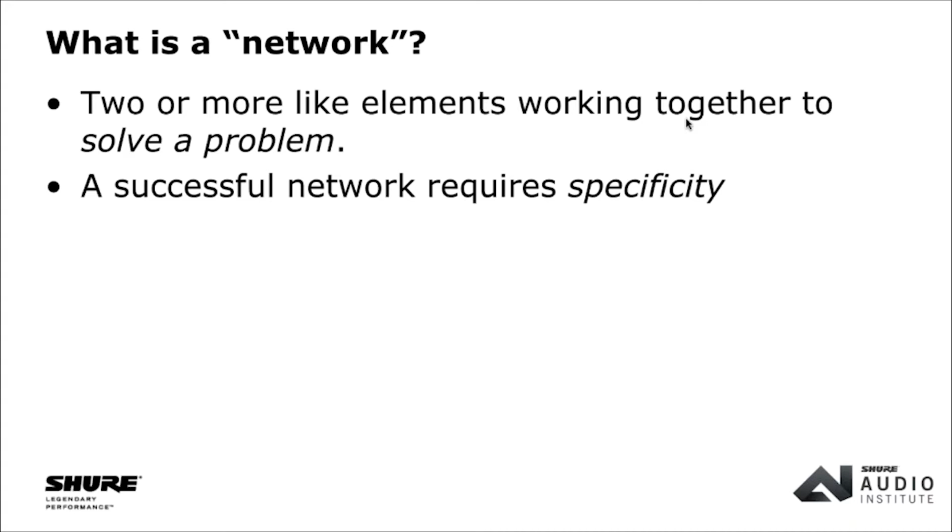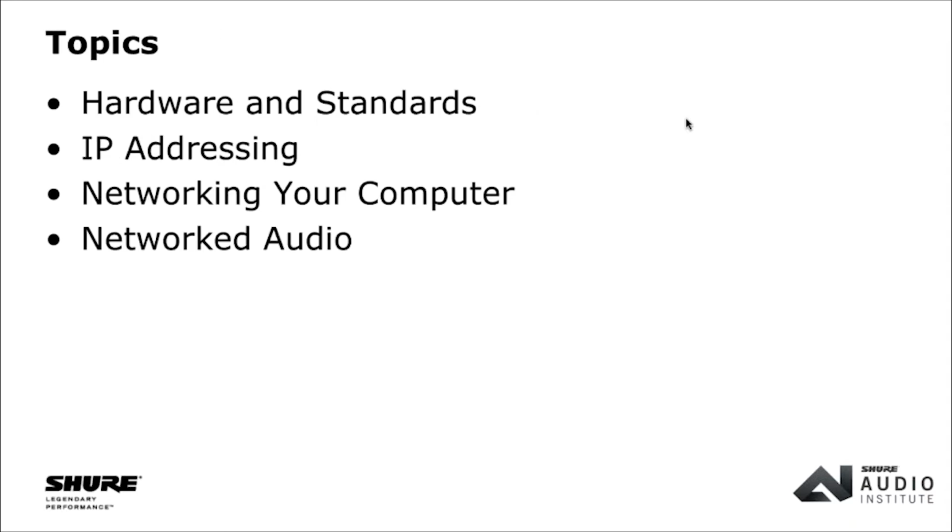So that's really all that a network is, but we're talking about a very specific kind of network, which is an Ethernet network. To be successful, a network requires specificity. That means things need to be exact. So when we start talking about things like IP addressing and subnets, that's where the specificity really comes into play. Because if you don't have those items being as specific as they need to be, then once again, the network doesn't work. There's not a lot of room for sloppiness. It has to be specific to work.